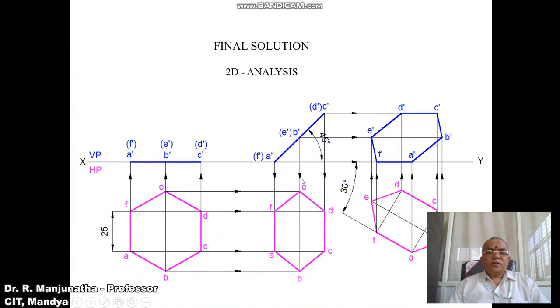Similarly, draw a vertical projector from B dash and A dash to the top view, and draw a horizontal projector from B and E. Both will intersect at these 2 points, and you mark this point as B and E.